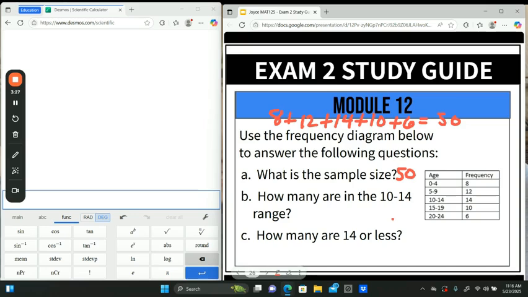How many are in the 10 to 14 range? So I go to age, go down to 10 to 14, and the frequency is going to be 14. Okay? How many are 14 or less? So they can be 14 or less than 14. So in which case I would add this frequency and this frequency here, since these are all less than 14. So I've got 14 plus 12 plus 8 gives me 34.